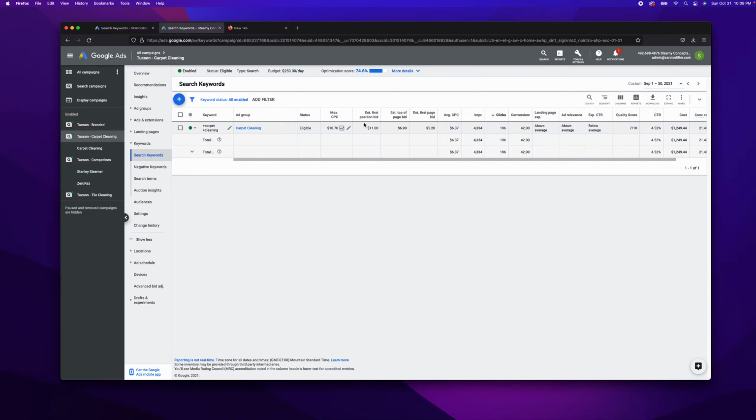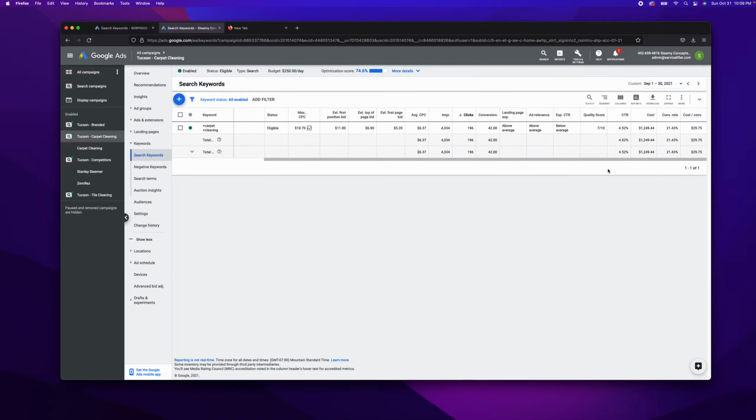So as you can see, the estimated first page bid is $11, okay? Max CPC is $10.70. I put it a few cents under just so that I don't start bidding more. If you take a look over here, we have a 7 out of 10 quality score, not too bad. You could probably raise that if you worked on the CTR. This is above average and this is above average, so I think the expected CTR is what would have to go up to get this to an 8 or 9.